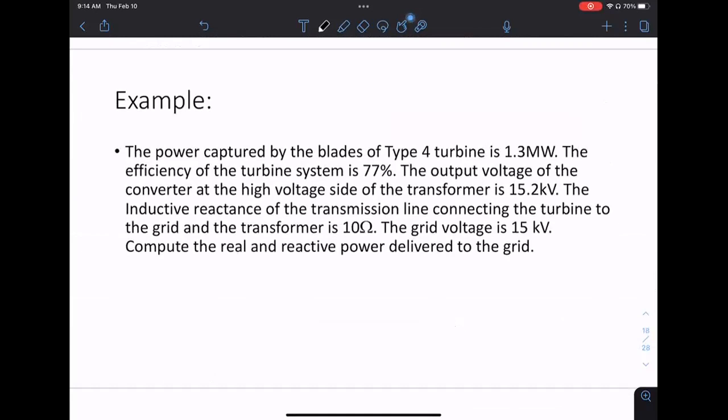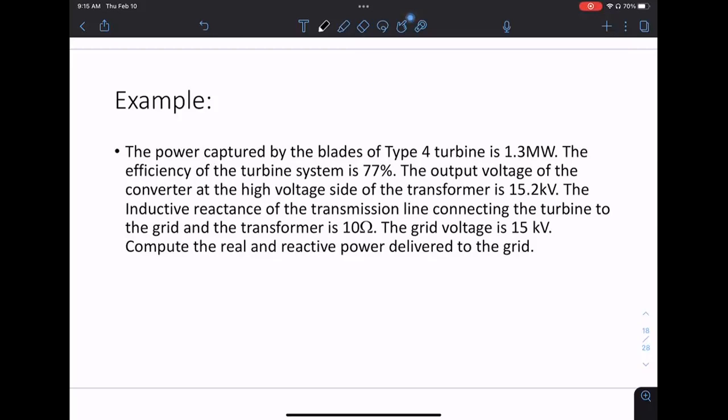Let's say we have some power captured by the blade, it's 1.3 megawatts. The turbine, so the generator itself, is 77% efficient. I have output voltage, I know what VL prime is, 15.2 kV. I know the reactance. I know the grid voltage. Compute the real and reactive power delivered to the grid. This is a typical example. This example is asking you to do the following.